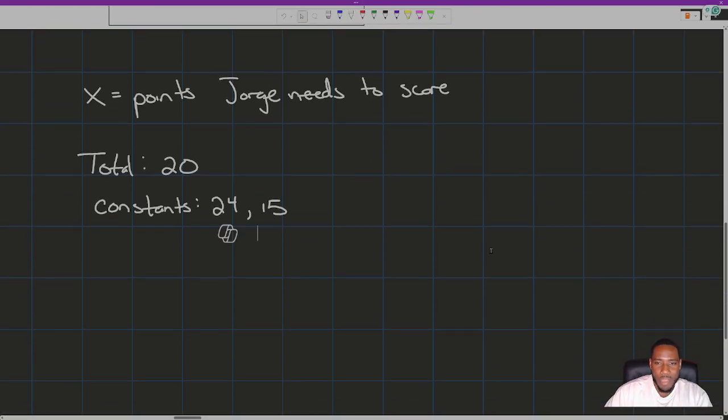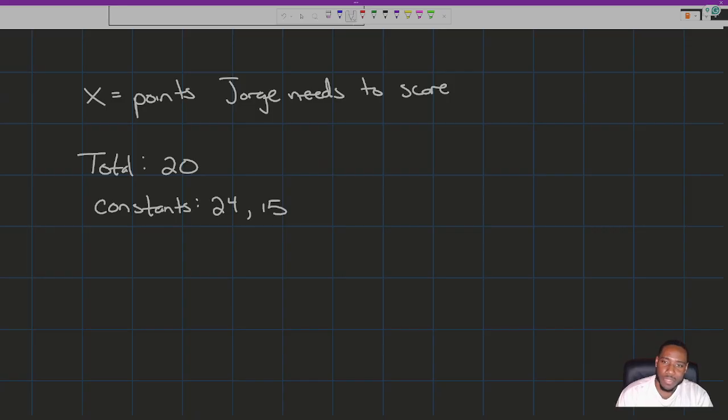And so if we're writing our inequality, it should look a little something like this. 24 points in the first game, plus 15 points in the second game, plus X points in the third game. Now we're talking about a situation where he needs at least 20 points. So he's okay with and probably prefers to score more, just to make sure he's a shoo-in for this MVP. So at least suggests we use a greater than or equal to sign, and then 20.